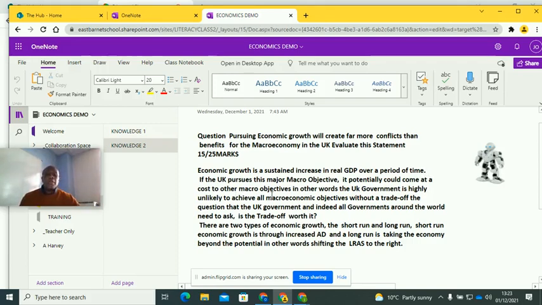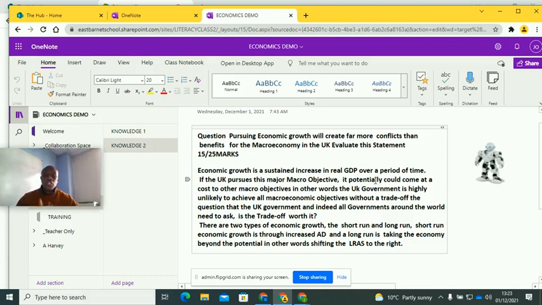If the UK pursues this major macro objective, it potentially could come at a cost to other macro objectives. In other words, the UK government is highly unlikely to achieve all macroeconomic objectives without a trade-off. See, I've shown the examiner that I understand. I'm paying attention to the question, conflicts. I'm showing the examiner that I understand what conflicts are. So that's the kind of key thing you need to pick out in an exam.